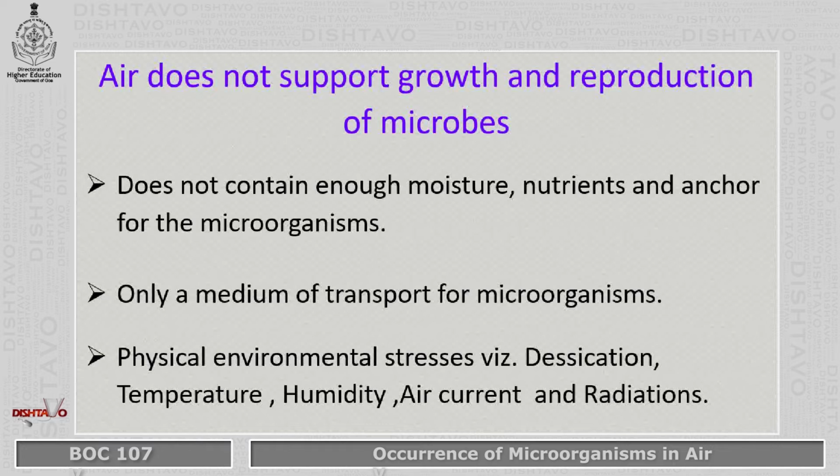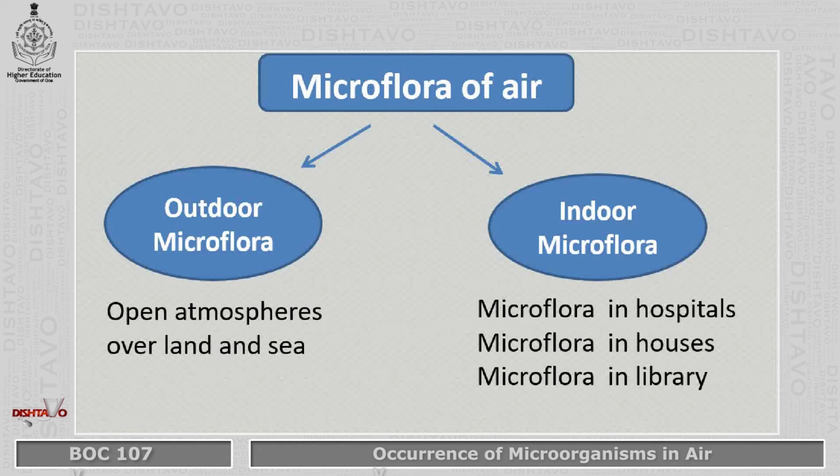Temperature also is an important environmental stress. High temperatures can bring about the denaturation of proteins. Very low temperatures form ice crystals. Some organisms are able to withstand high humidity conditions. Some organisms are able to withstand only low humidity conditions. Air currents also are an important environmental stress for them. Radiations, they are exposed to various kinds of radiations in the atmosphere coming from the sun, and their DNA can get denatured.